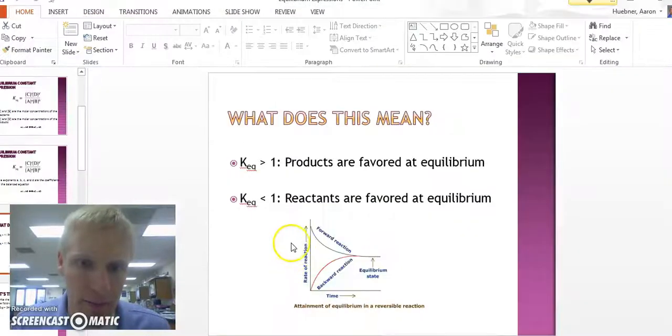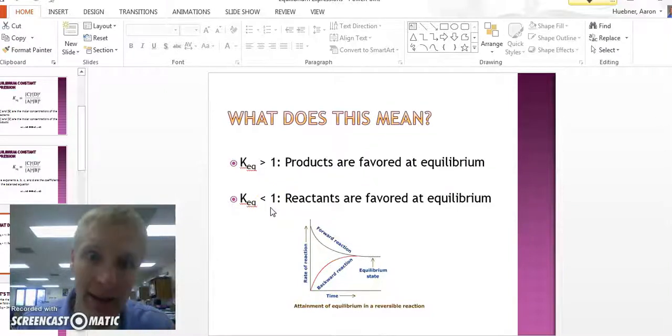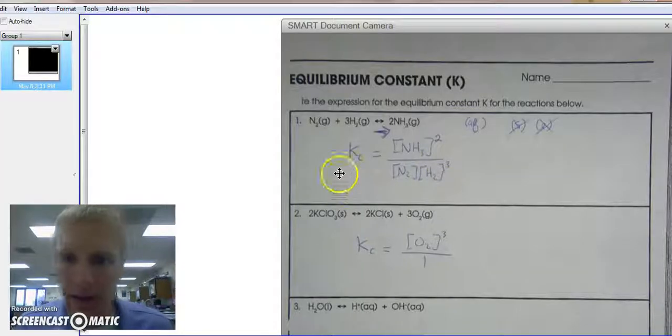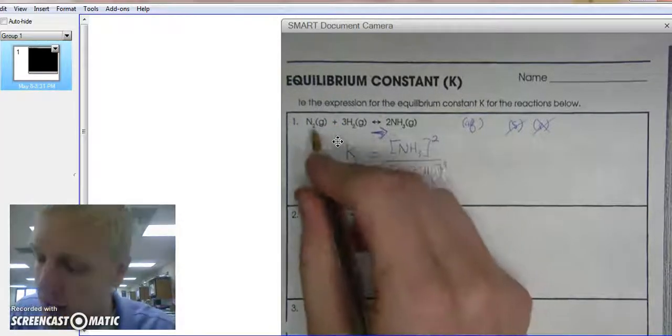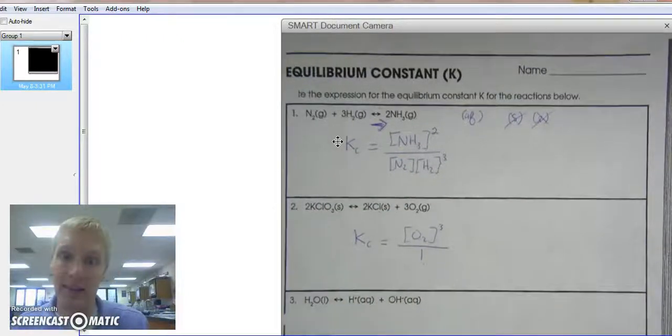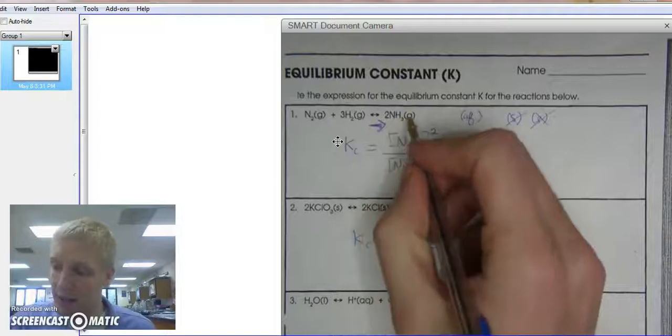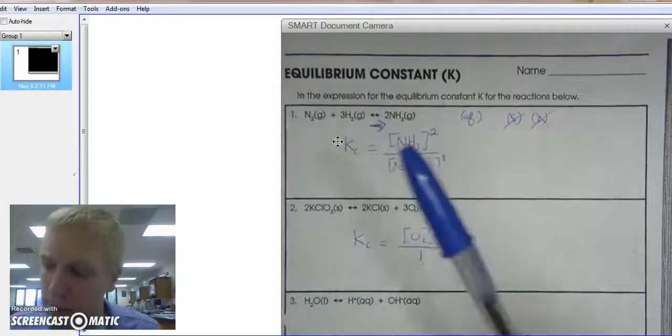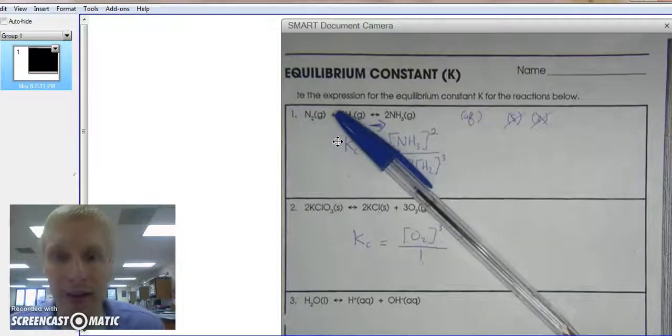If my Keq is less than 1, or my Kc, the reactants are favored at equilibrium. In that case, my N2 or H2 would be favored if my Kc was less than 1. But it's not, it's greater than 1, therefore NH3 is favored. And that's how you write an equilibrium constant expression, and that's how you solve it when given the concentrations.